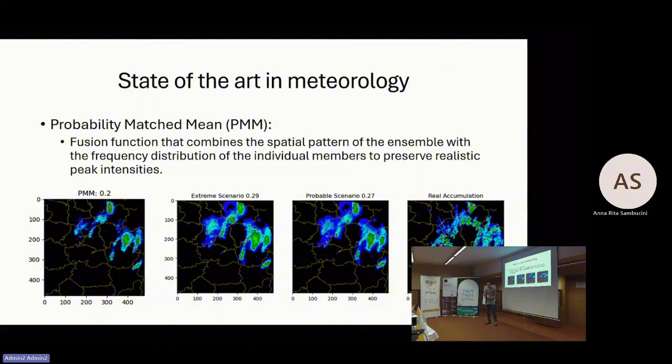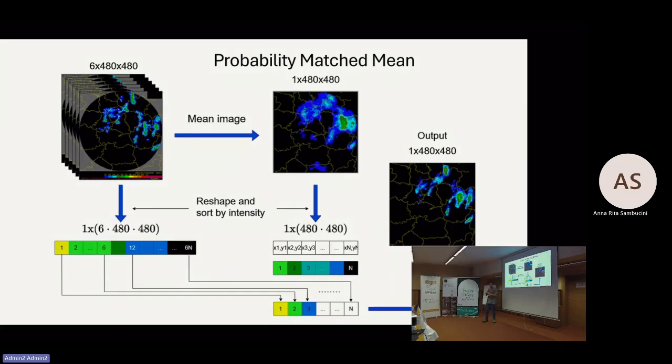There is a state-of-the-art aggregation function used in meteorology called probability match mean, which is very complicated. The idea is that it tries to generate a realistic forecast, but the way it works is a bit difficult. At first glance, it doesn't make much sense. I prepared a diagram here. Here we have, for example, 6 forecasts. And with these forecasts, we calculate the mean of the forecasts.